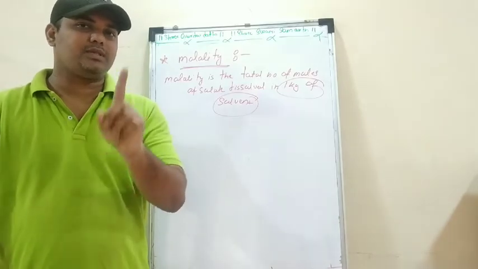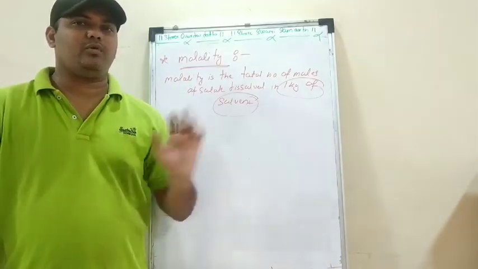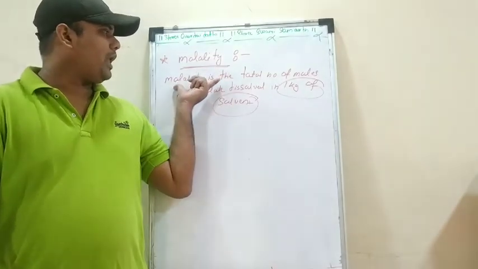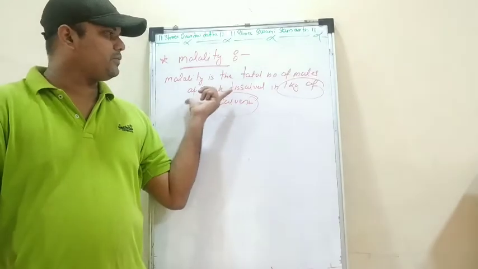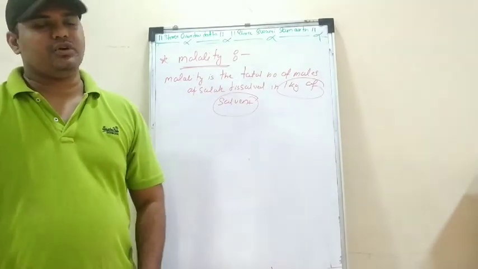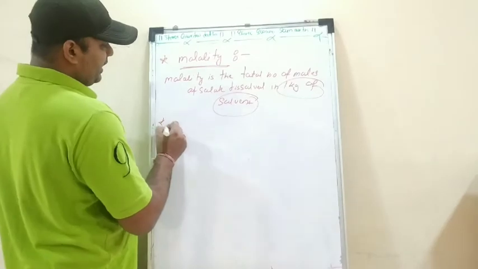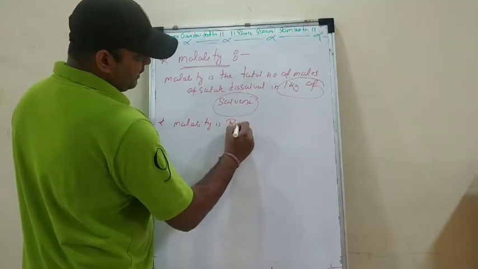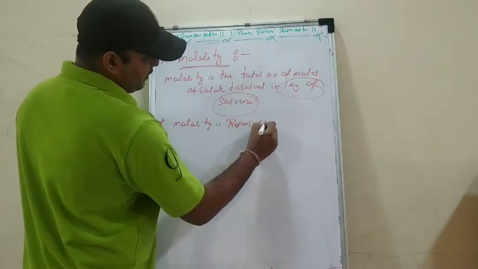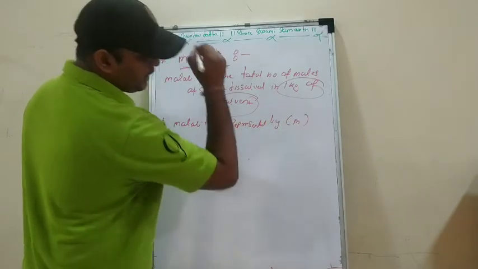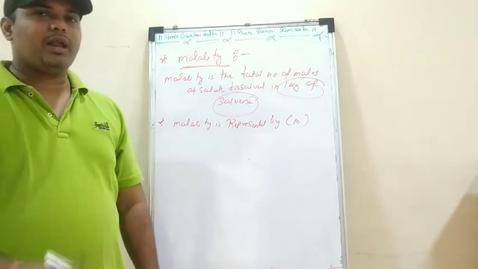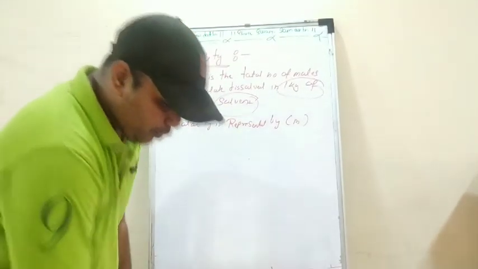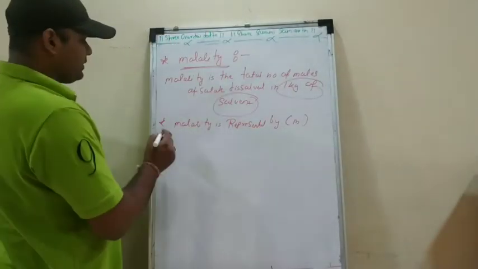In the last period we have seen all the solution dependent quantities, but this period we are seeing the solvent dependent quantity, in which the molality is nothing but the total number of moles of solute dissolved in 1 kg of a solvent, right? Now molality is represented by small m, right? So we have seen the molarity was represented by the capital M, molality is represented by the small m, right?